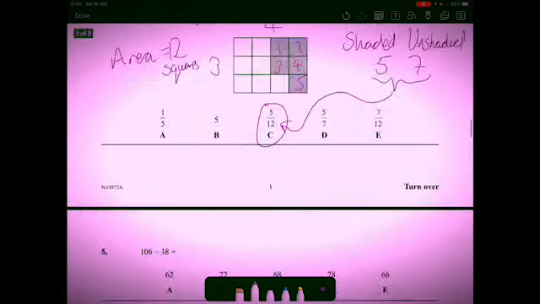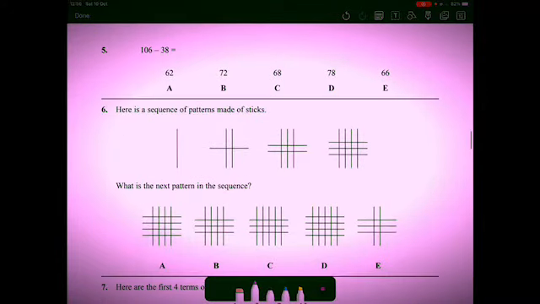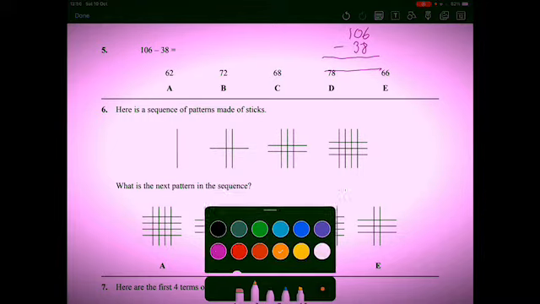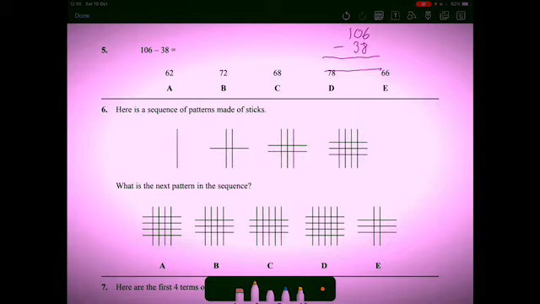Question 5. 106 subtract 38. Obviously you could just do this on a calculator, but let's just double check what we've got going on here. So we've got 6 to take away 8 starting in the units column. Can't do that one, so to make life a little bit easier for ourselves, we're going to steal something from the columns next door. Problem is we've got 0 in the column next door, so we've actually got to steal something from both columns.